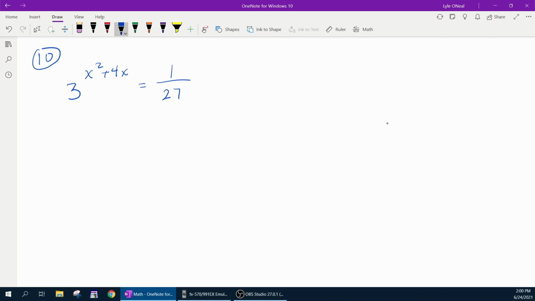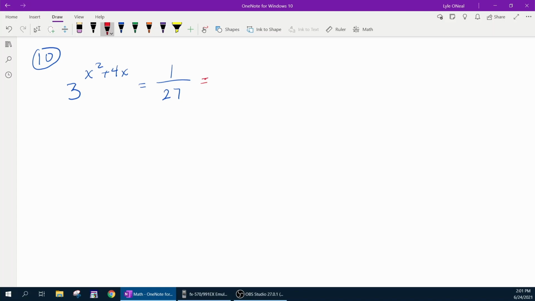So what we want to do here is try to use the method of common bases. And in order to do that, the first thing we're going to have to do is get rid of this fraction and then deal with the 27 to see if we can make it 3 to some power. Okay, actually, let's make the 27 3 to some power first.